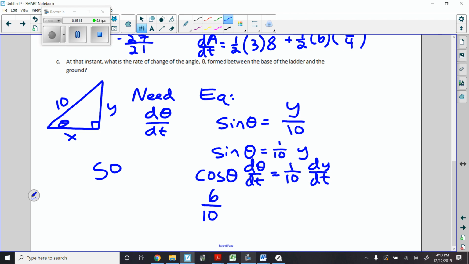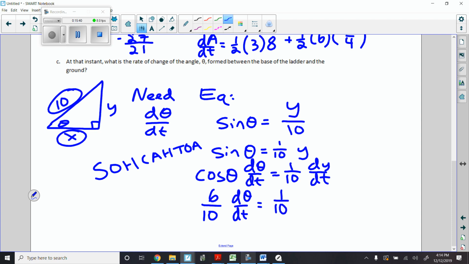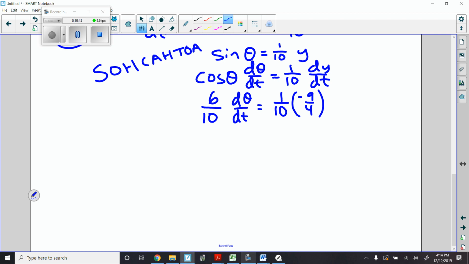Again, remember your SOHCAHTOA. Cosine is adjacent over hypotenuse, so this would be the adjacent. This would be the hypotenuse, but I can use 6 for x now. d theta dt equals 1 over 10 times dy dt, which was negative 9/4. Okay, I'm going to simplify this a little bit. 6 over 10 d theta dt equals negative 9 over 40.